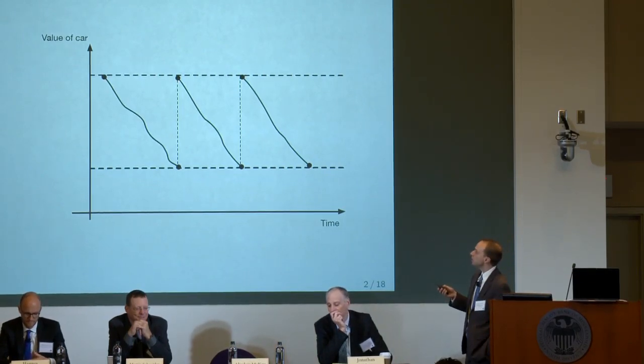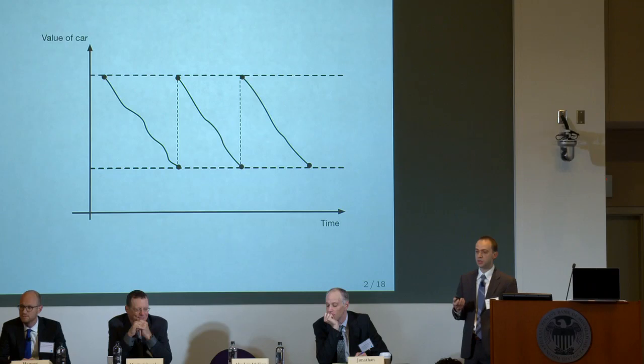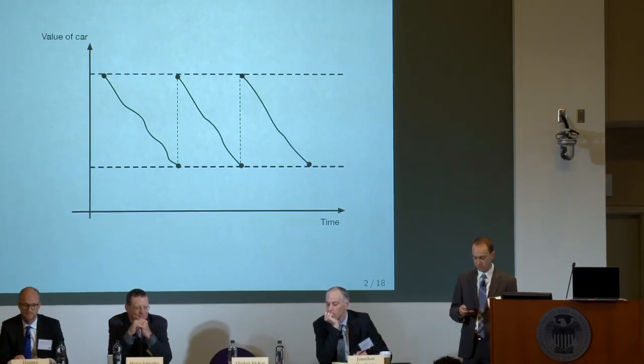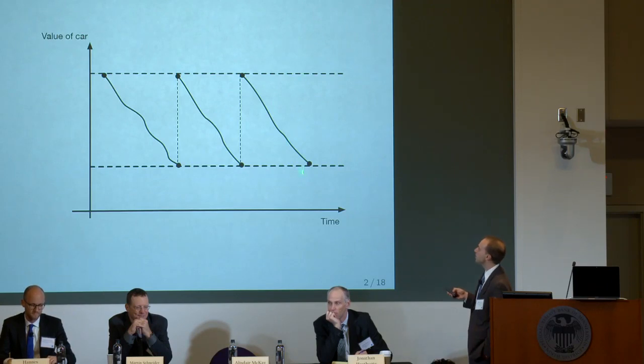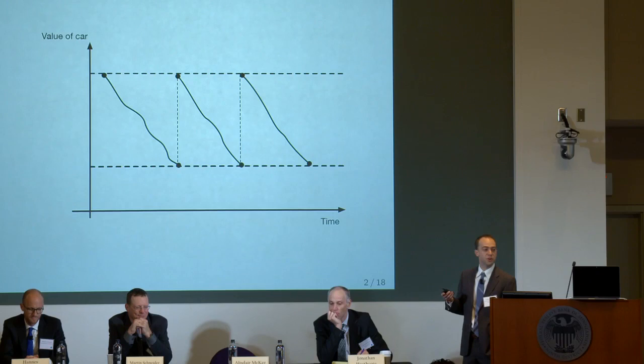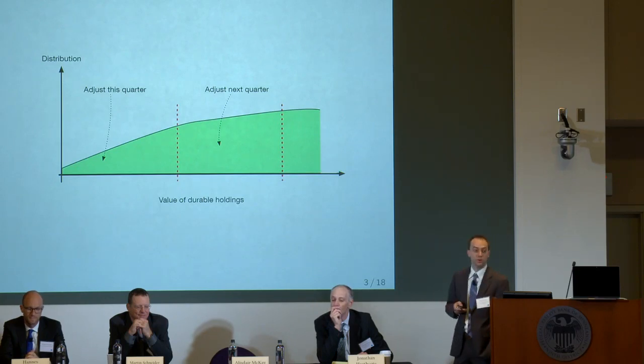So in this world, I'm going to make an argument that monetary policy works rather differently from the way we usually think about the effects of monetary policy on consumption. So now let's take this world and take a snapshot in time where there are households with different levels of the value of their durable stock. Okay? On this figure, we have the value of their durable holdings on the horizontal axis, and we're plotting some distribution, that's the shaded area, how households are distributed over their durable holdings.